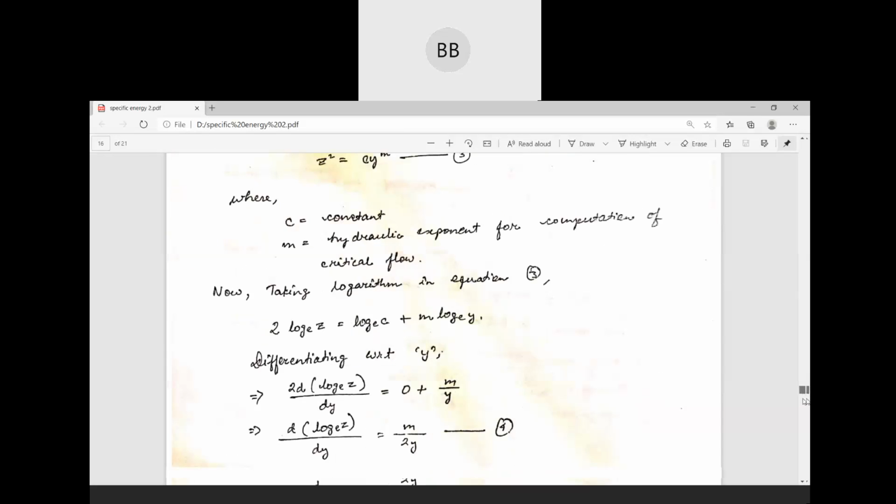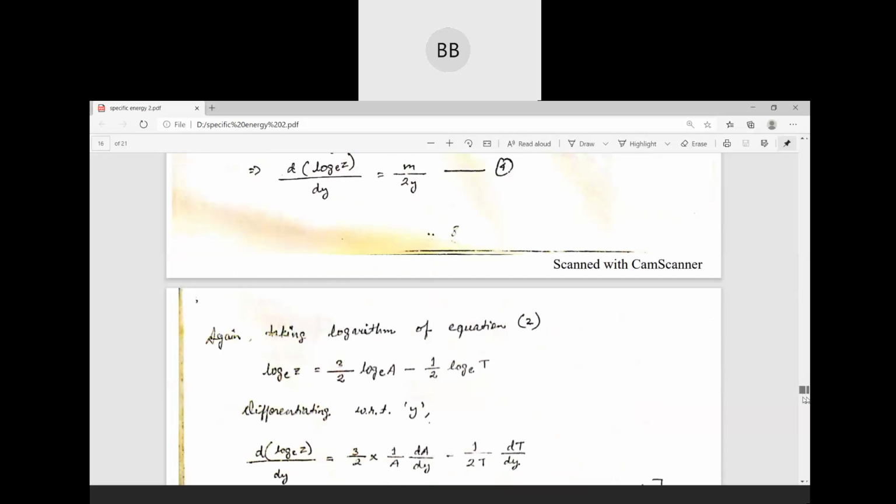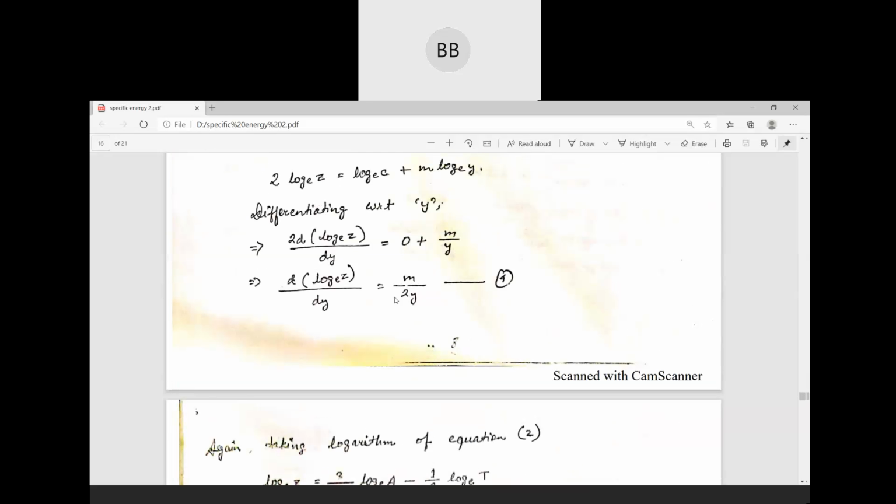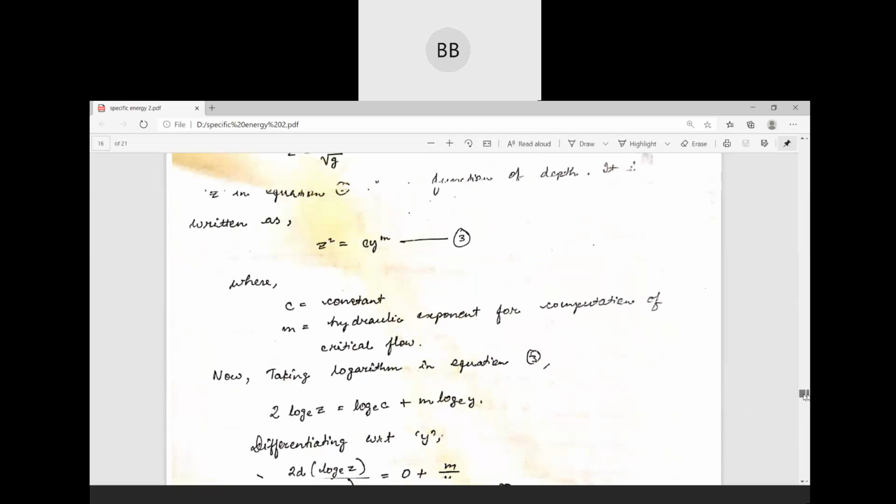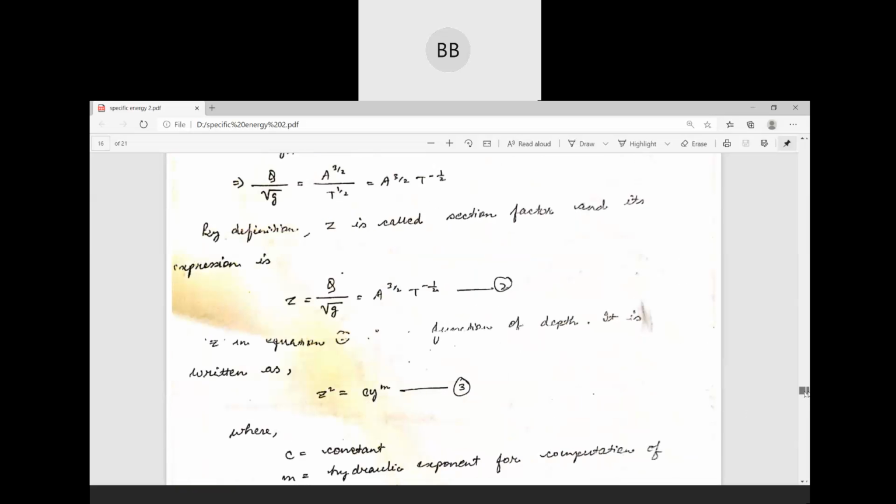Our aim is to find an expression for this m, that is the hydraulic exponent. So we need two equations to equate to find the expression for m. Here on the left hand side, in equation number 4, is d by dy of log e z. We have to replace this. To replace it, we need an equation with respect to z. So we have another equation, equation number 2, which is also related to z.